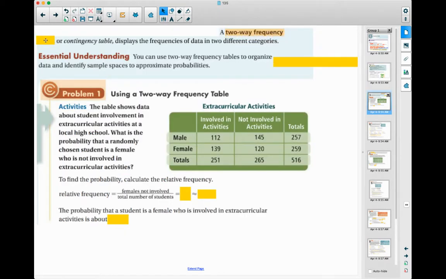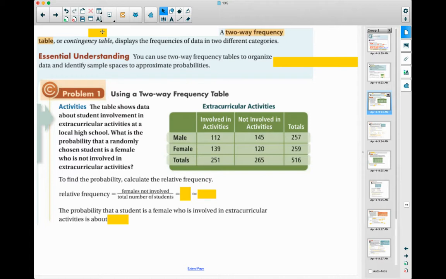A two-way frequency table or contingency table displays the frequencies of data in two different categories. You can use two-way frequency tables to organize data and identify sample spaces to approximate probabilities. All right, using a two-way frequency table, let's take a look. The table shows data about student involvement in extracurricular activities at the local high school. What is the probability that a randomly chosen student is a female who is not involved in extracurricular activities?